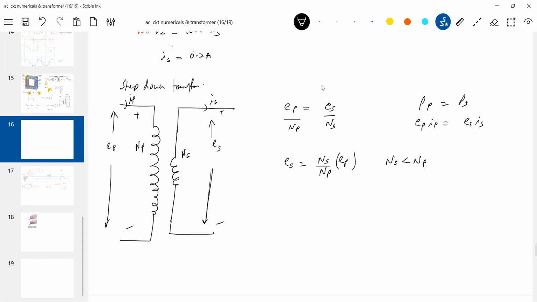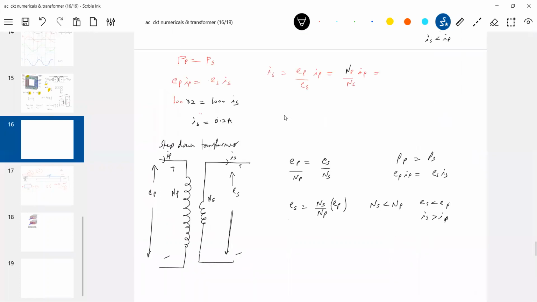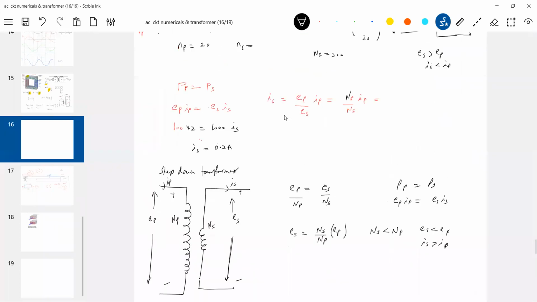So here what will increase? If you step down, the current IS will increase. IS will be greater than IP, and ES will be less than EP. How much desired ES you want will determine the ratio of NS by NP. Like this, step down and step up transformers are used here. So how to increase the voltage? This is the method.